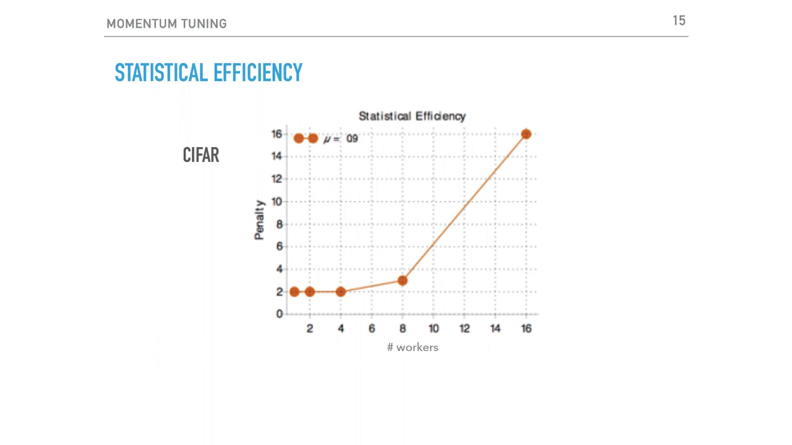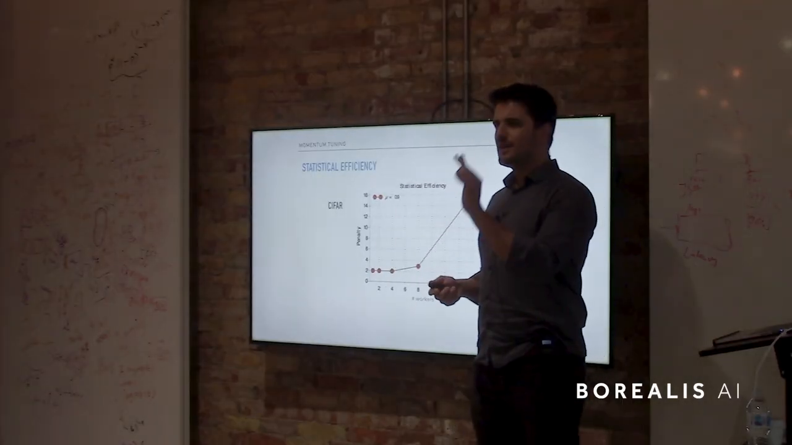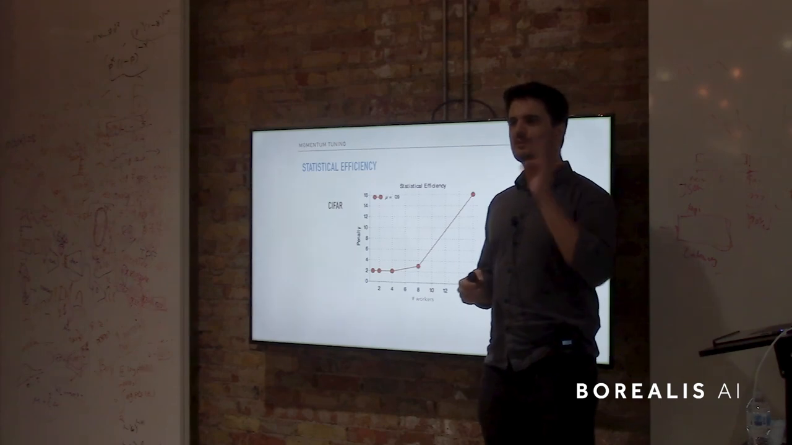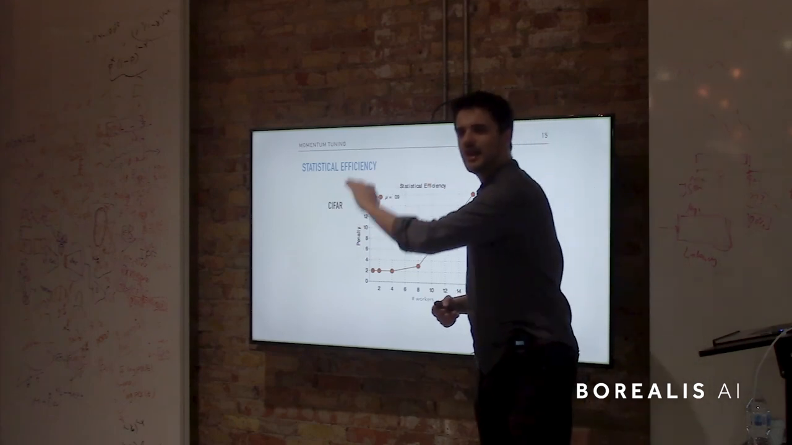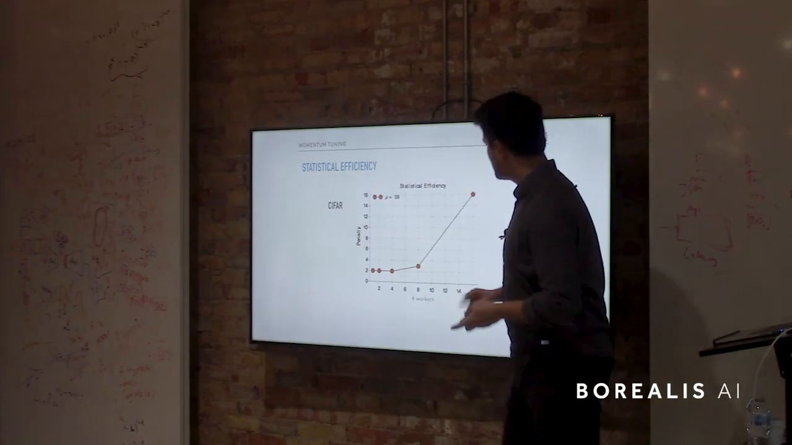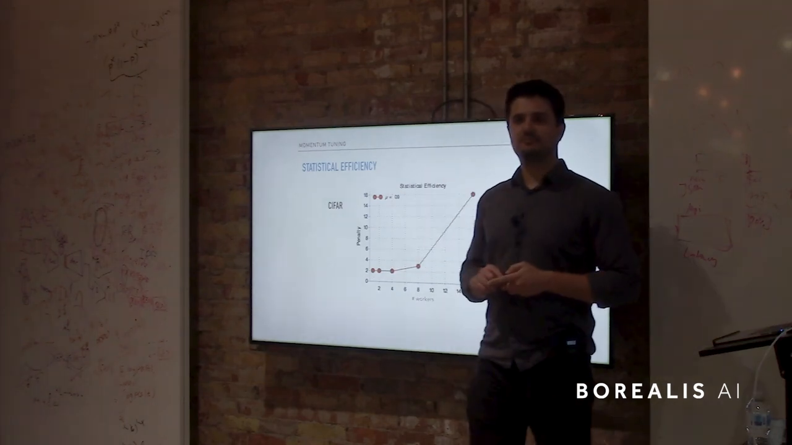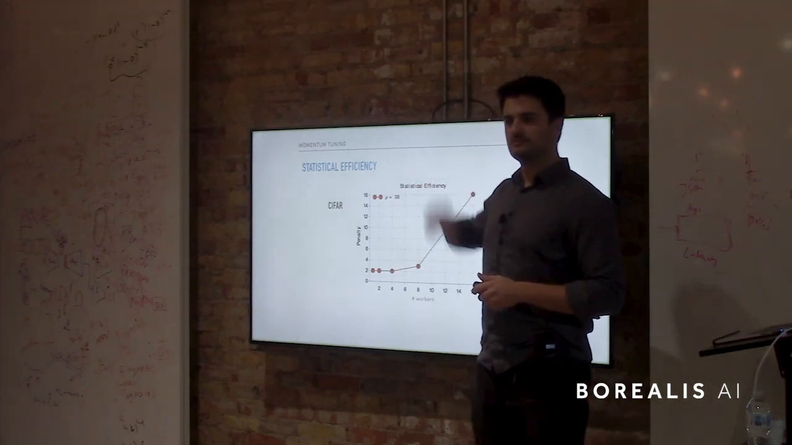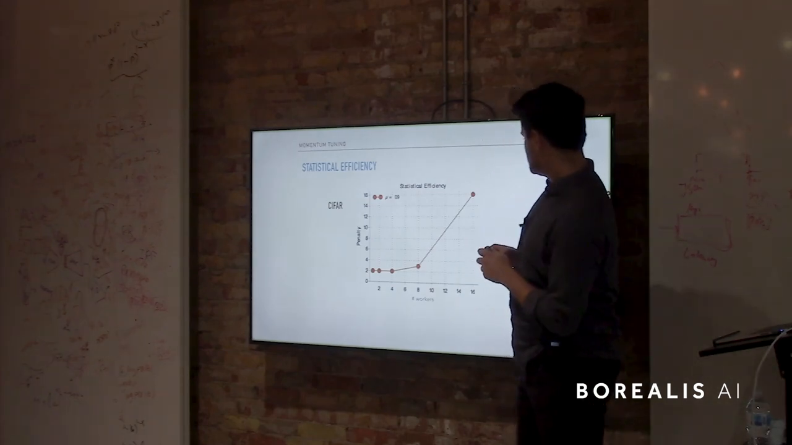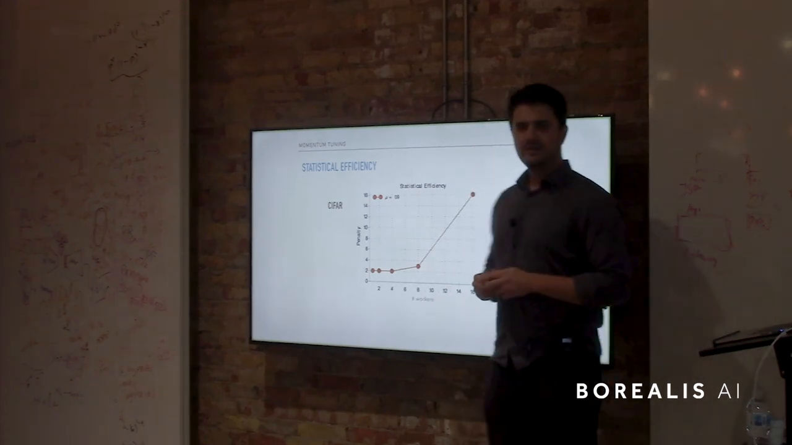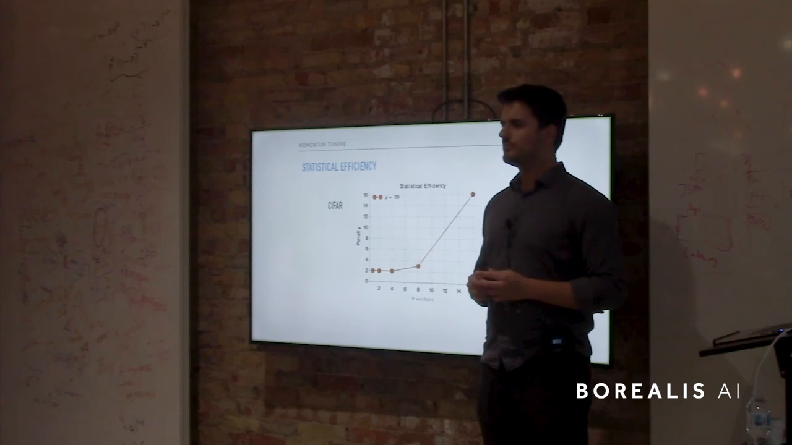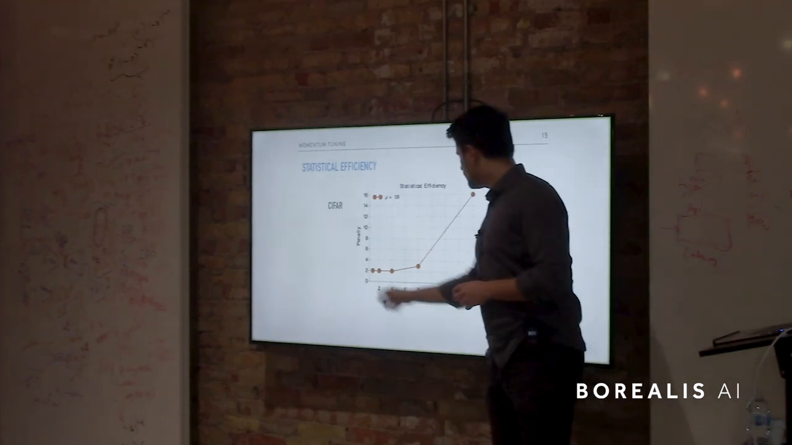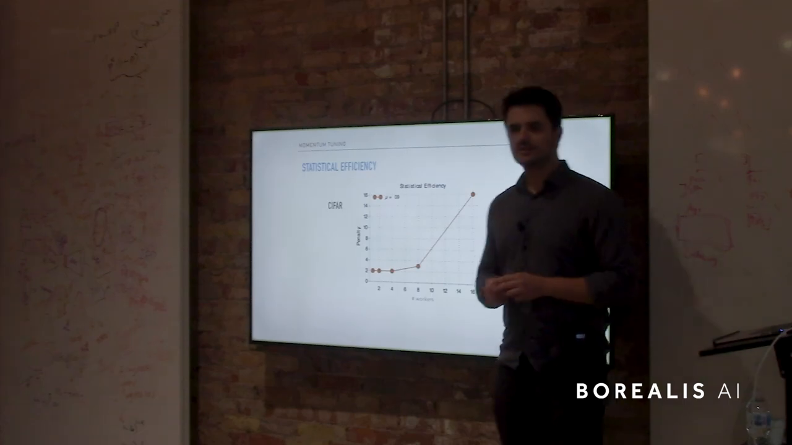Okay, fine. So what we're doing is this is a penalty in terms of the number of steps, okay? Just to explain the y-axis, how many steps do I need to get to some target accuracy, okay? And it's a normalized number of steps that I'm plotting on the y-axis. So lower is better, okay? So this is what happens as I scale the number of asynchronous workers. If I do not tune my hyperparameters as I'm doing that, I keep a momentum value of 0.9, and I go from 1 to 2, 4, 8, 16 asynchronous workers.